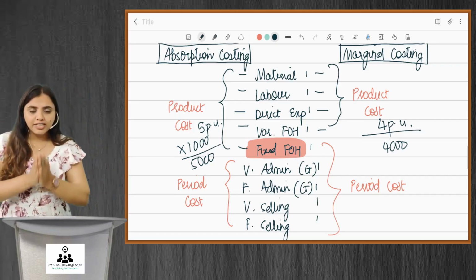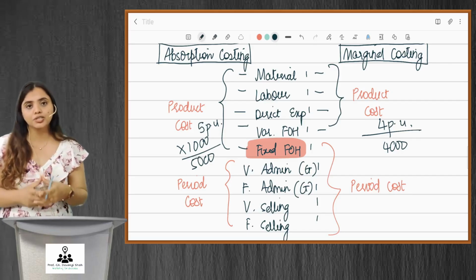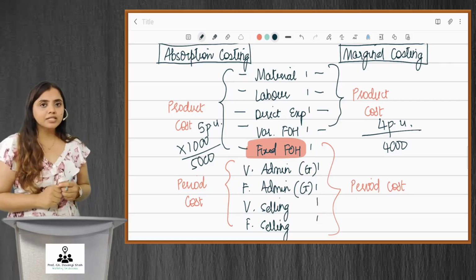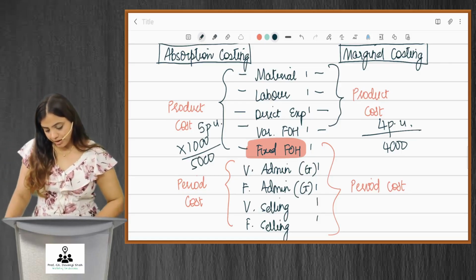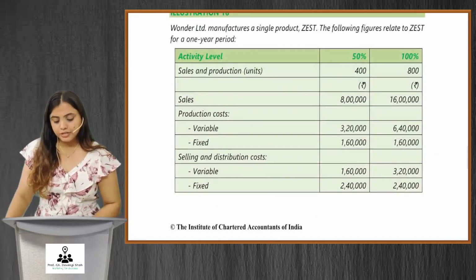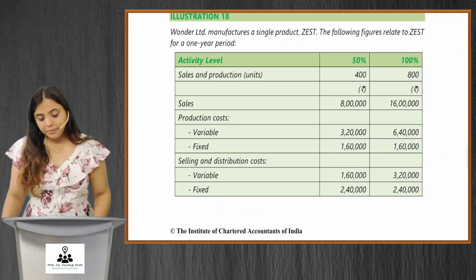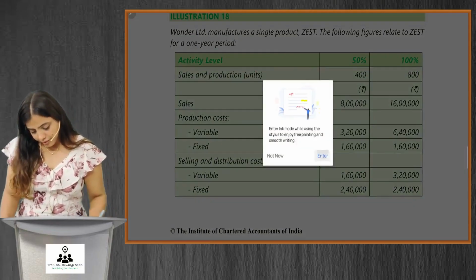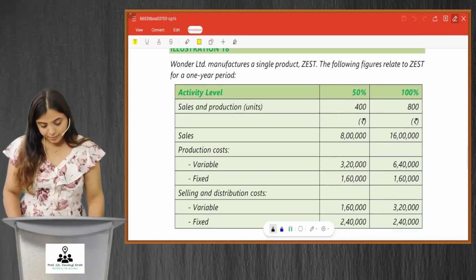So I'm sure that I've made the concept clear. And now we are in a position to start with the sum related to marginal versus absorption. And I'm doing the sum which is a part of our ICAI book. Illustration number 18. Wonder Limited manufactures a single product, Jest. The following figures relate to Jest for 1 year period.